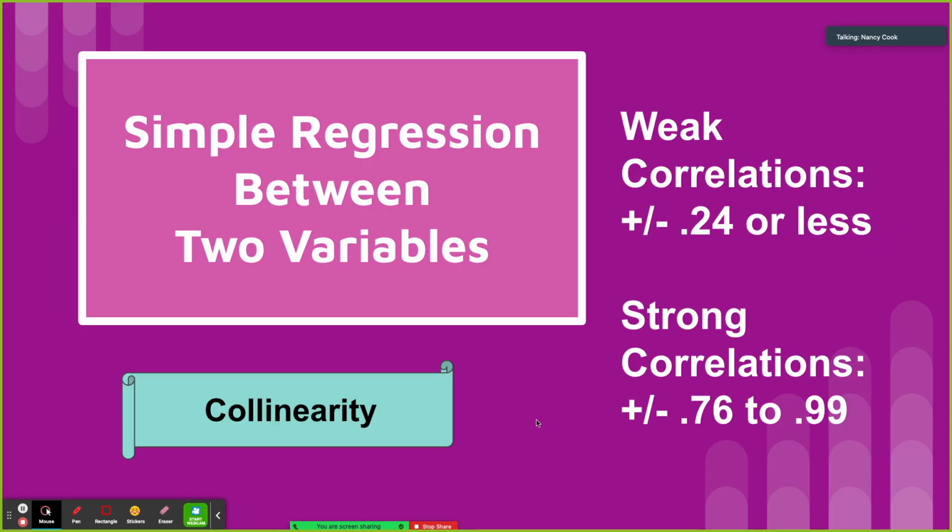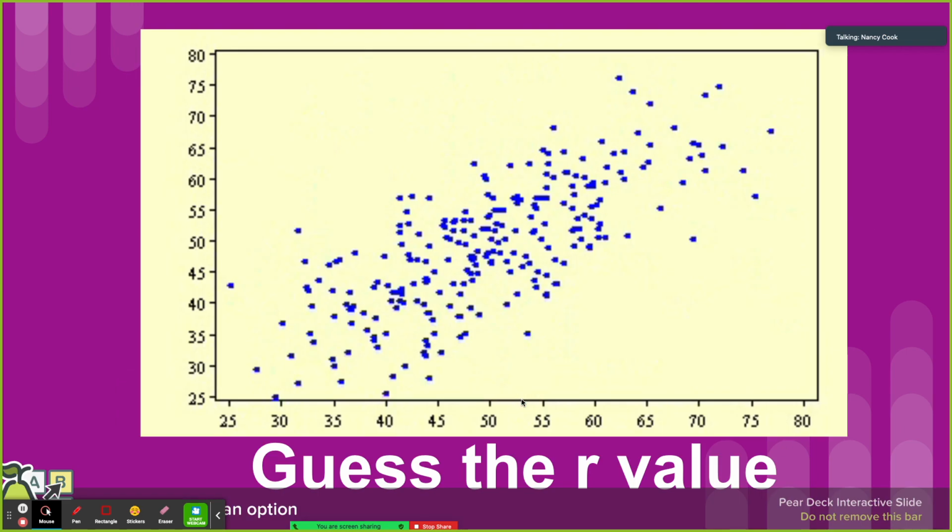So we're going to do an activity now, and you're going to just make a guess, okay? It doesn't matter if you're right or wrong. You're just trying to get your hands wrapped around what these correlations look like. What does the data look like? So remember, a strong correlation is going to be 0.75 or higher. A weak correlation is 0.24 or lower. And this is called collinearity, when the variables are collinear, they match up together. And this is called simple regression when we have two variables.